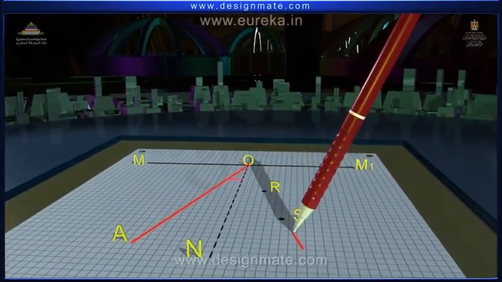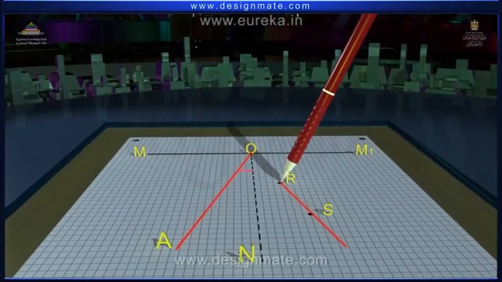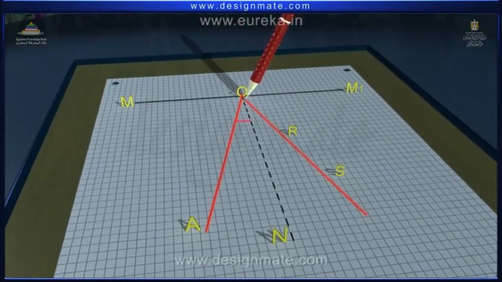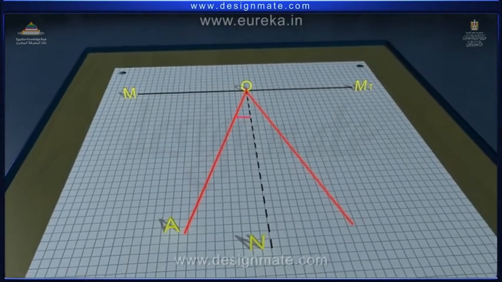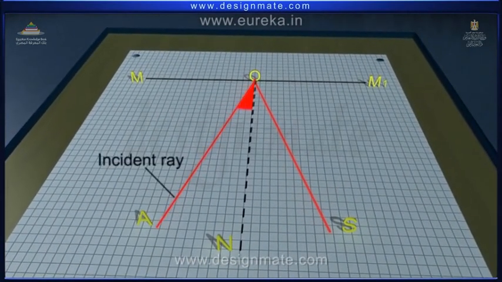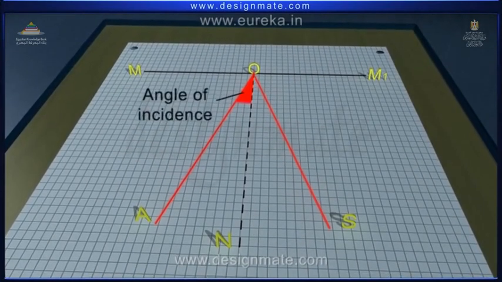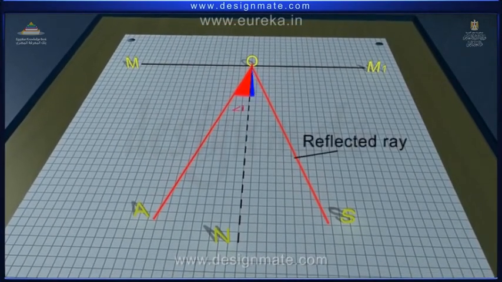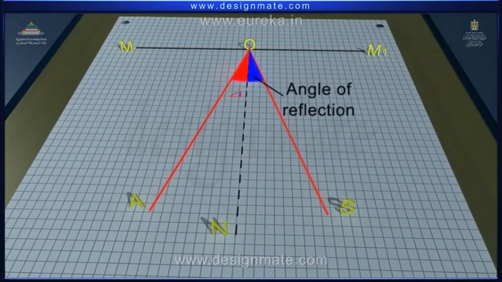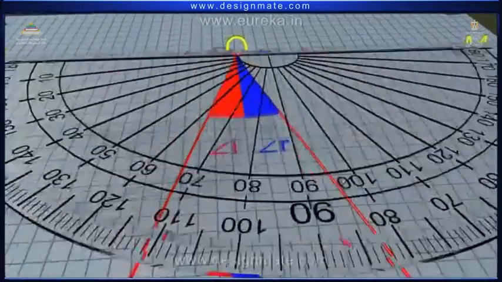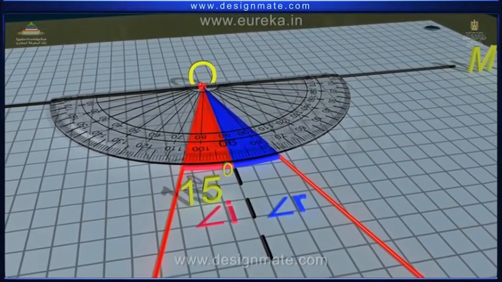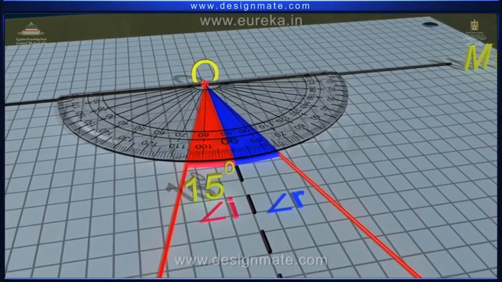Draw a line joining the points R and S, extend it to line MM1 in such a manner that it meets at point O. Now ray OS is the reflected ray. The angle between incident ray AO and normal ON is the angle of incidence. The angle between the reflected ray OS and the normal ON is the angle of reflection. With the help of a protractor, measure the angle of incidence, that is angle I, and the angle of reflection, that is angle R.